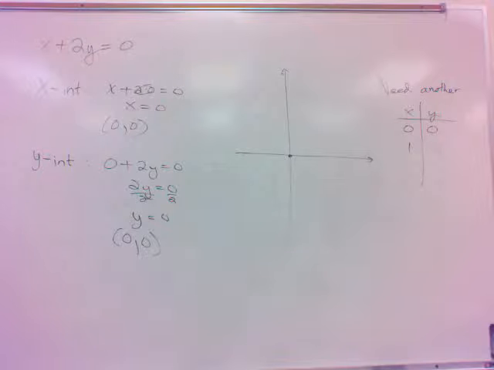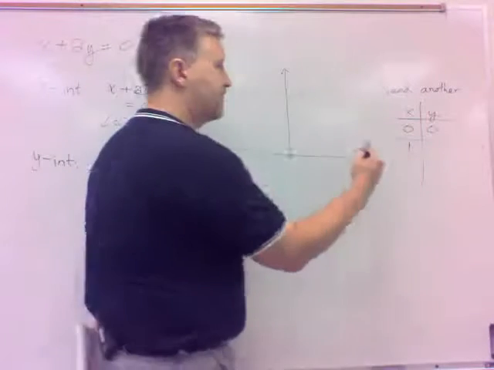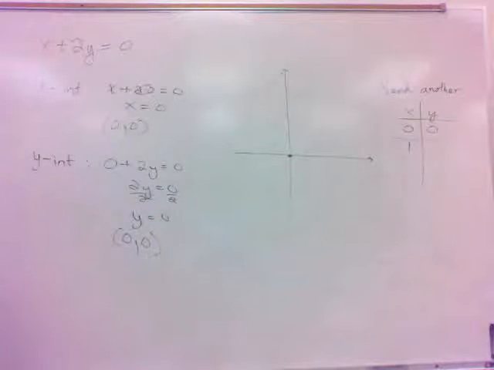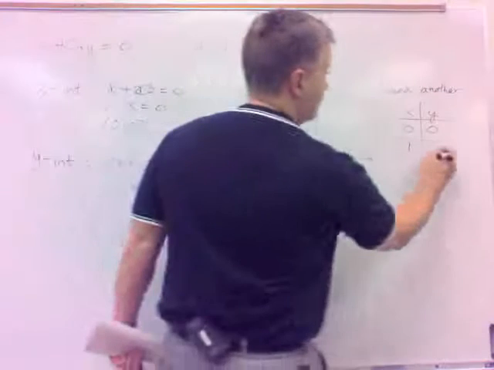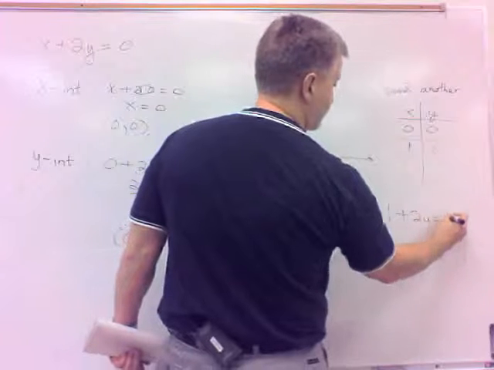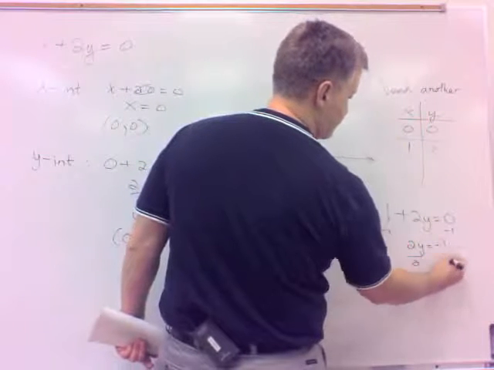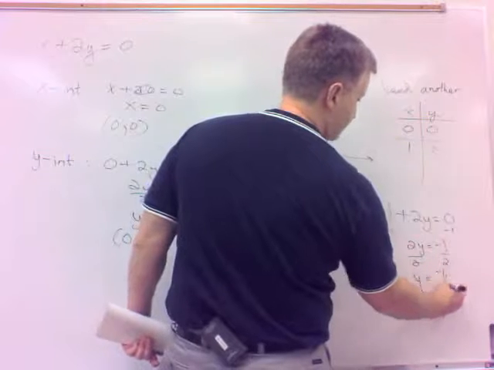I can do x is 1. If I don't like that point, then I can go to another point. You just need to choose some other value besides x is 0 and y is 0. So let's choose x is 1. If x is 1, what's the y value that goes with it? Well, just plug it in, right? Minus 1, 2y equals minus 1, divided by 2, y is negative a half.